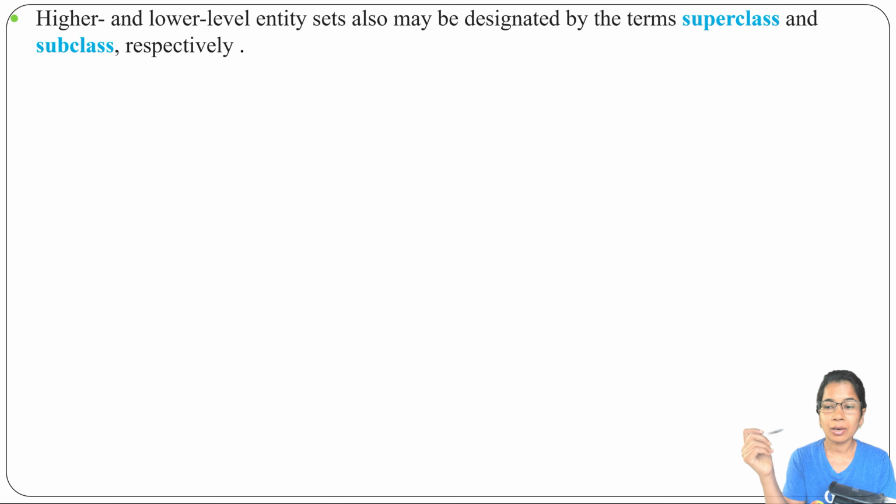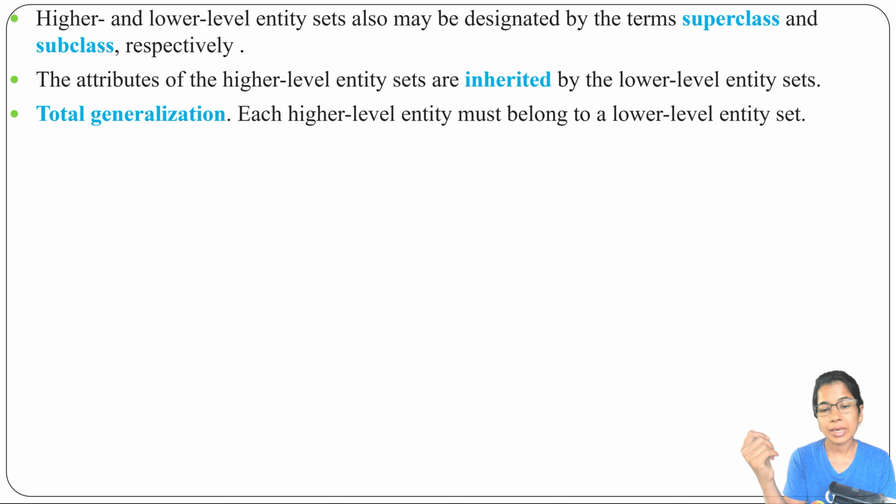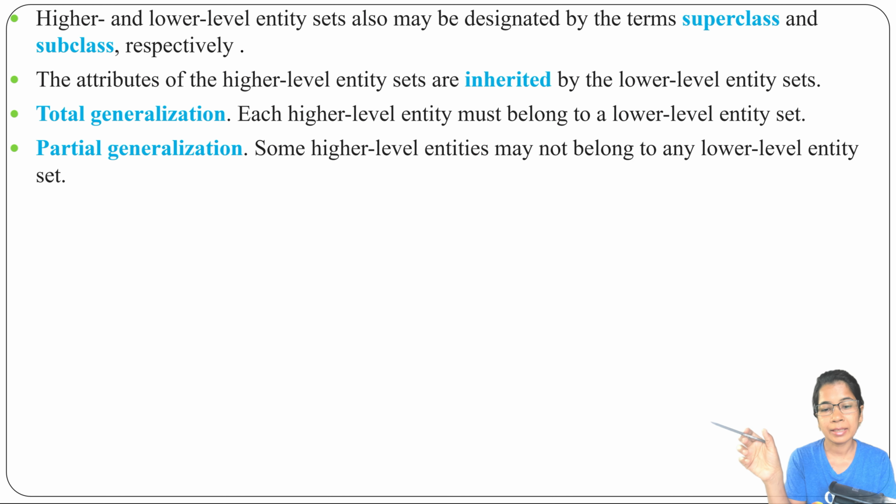Higher and lower level, you can also say super and subclass respectively, and the attributes of the higher level entity are inherited by the lower level entity. Or you can say the attributes of the superclass are inherited by the subclass. Total generalization: each high level entity must belong to a lower level entity. That's called total generalization. If some high level entities belong to a lower level entity, that's called partial generalization.